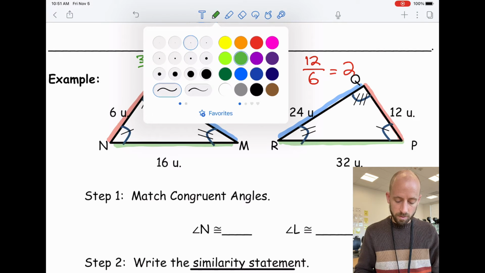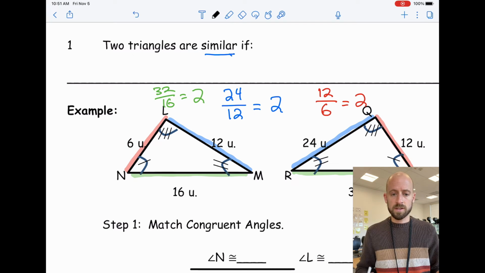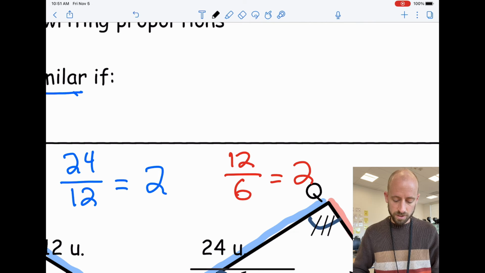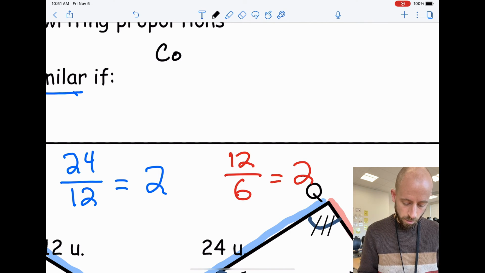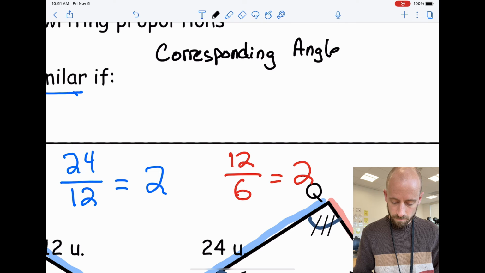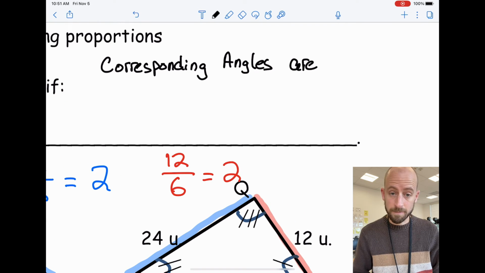And so going back to our definition of what it means to be similar, two triangles are similar if the corresponding, and that means matching, corresponding angles are congruent, meaning they have the same measure.